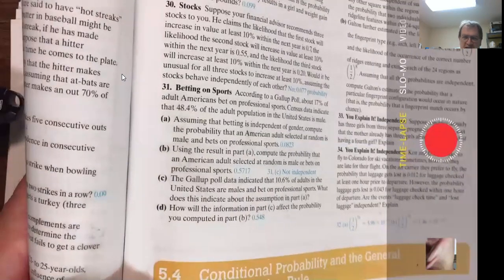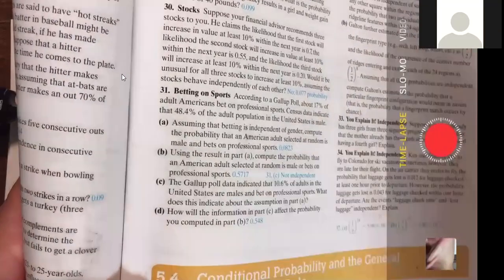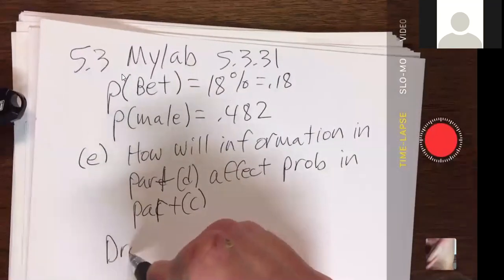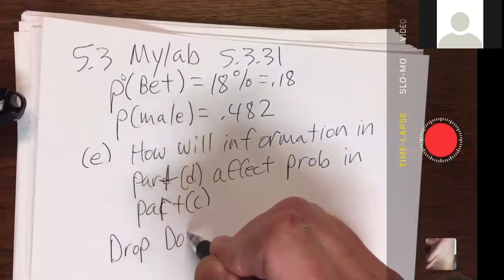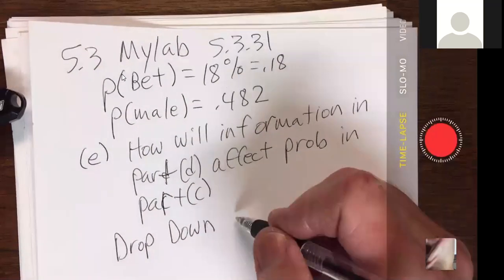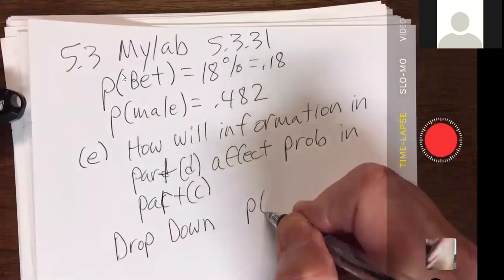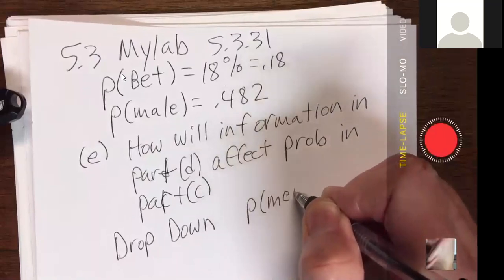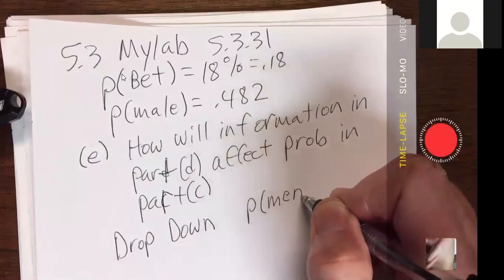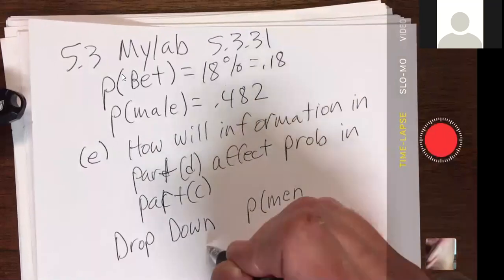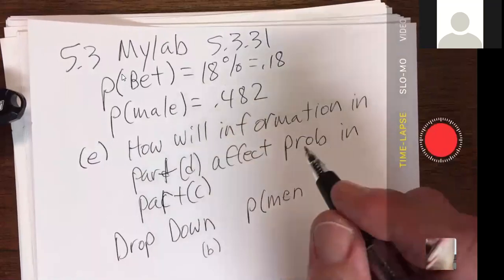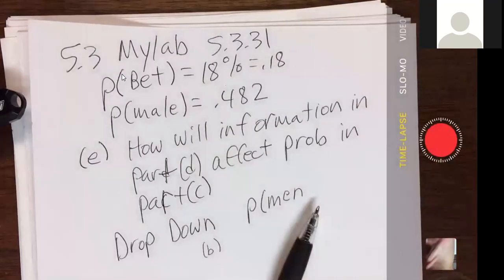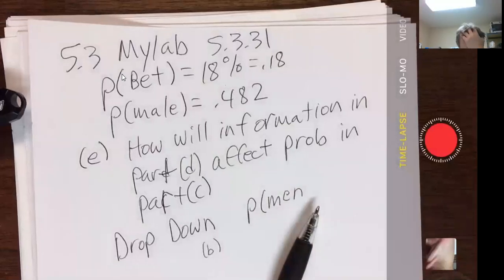What kind of choices do they give you in the drop down? Because they're asking something really similar. The drop down will give: the probability of male or bet on professional sport equal, and there is an empty box that I have to fill up. Or choice B is this information does not affect the probability you compete in part C. That's not the answer.